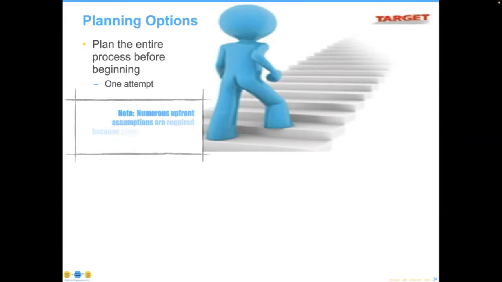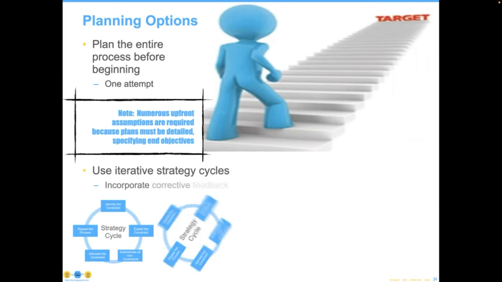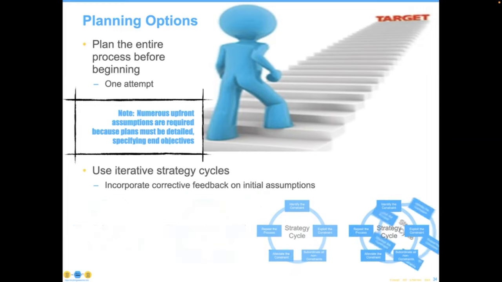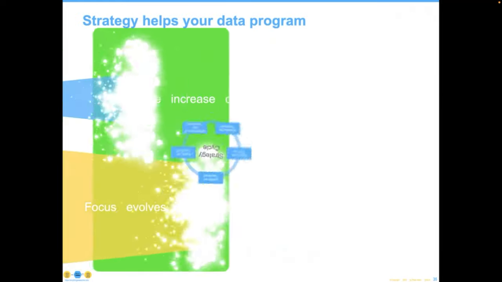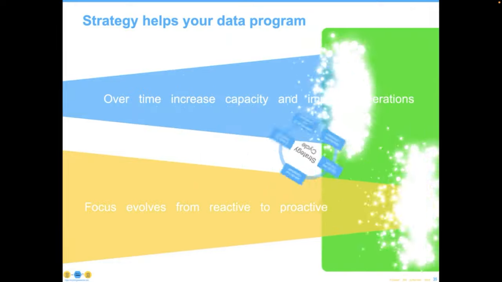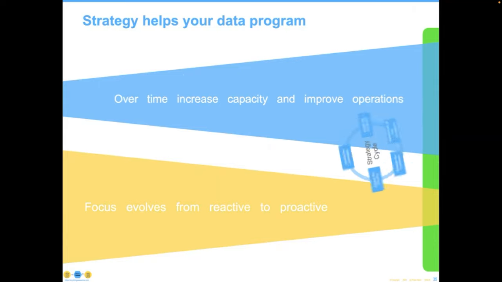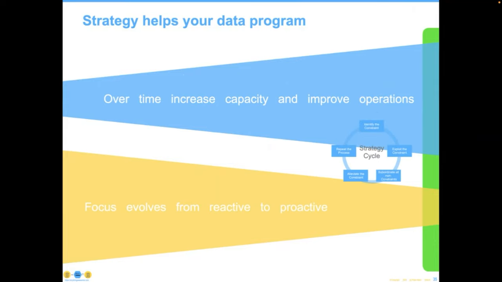So let's look at our two planning options that we have here. You can plan the entire process at the beginning, or you can use iterative strategy cycles. And those strategy cycles give us the opportunity to incorporate corrective feedback and use this in a way that helps your data program over time increase its capacity and improve its operations while changing the focus from reactive to proactive all the way around.